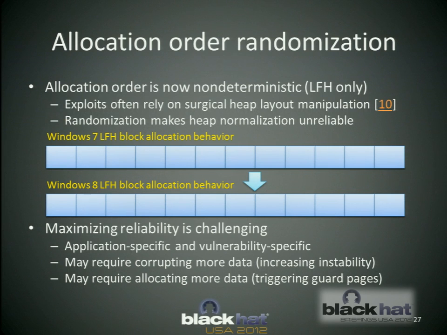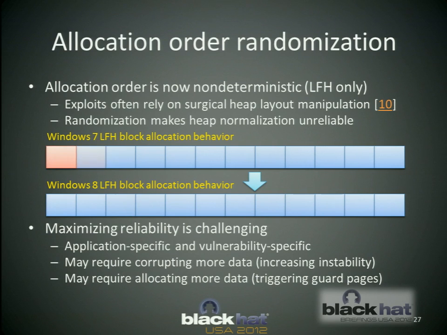Another major change that we've made is something we call allocation order randomization. And what this does is it makes it such that for allocations made from the low fragmentation heap, the order in which they will be returned with respect to one another is no longer deterministic. And the reason we do this is because exploits often rely on surgical manipulation of the layout of the heap. They want to place a block that they can overflow directly adjacent to some memory that they want to corrupt. Say it has a vtable pointer. So by randomizing the order in which these blocks are allocated, we make that less reliable so that attackers can't depend on that.